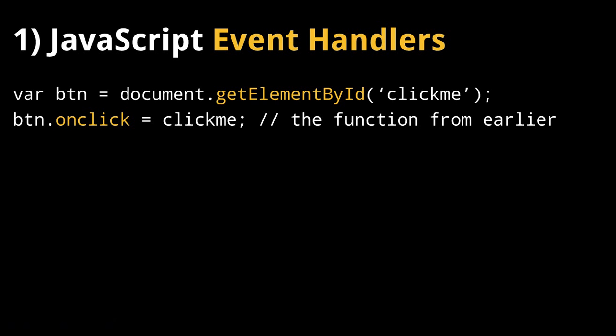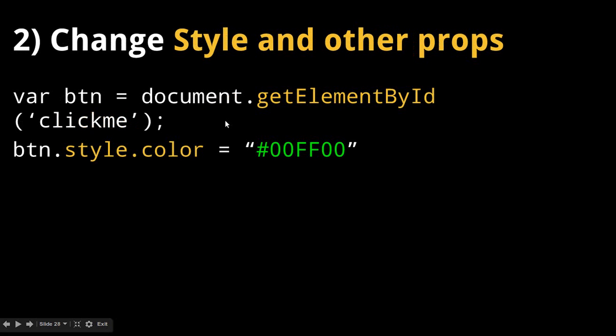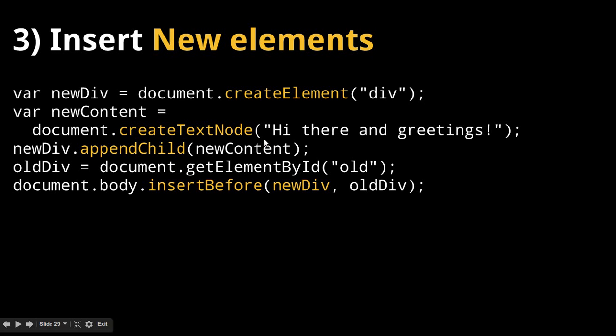Some other cool things we can assign besides onClick are onKeyUp, onFocus, and onBlur. This will bind the button element that we got as this context in the clickMe function. Another thing we can do is change the style and other properties of the button. This is the same thing as before. We got the button, then now we can set button.style.color and assign it a value of green.